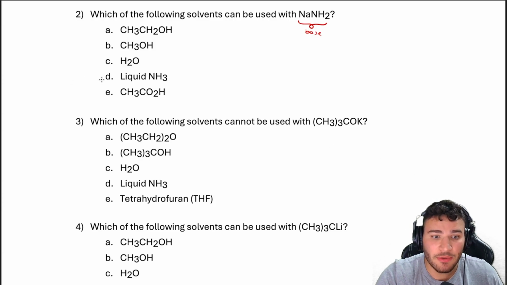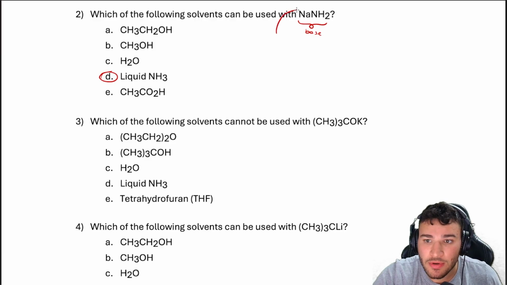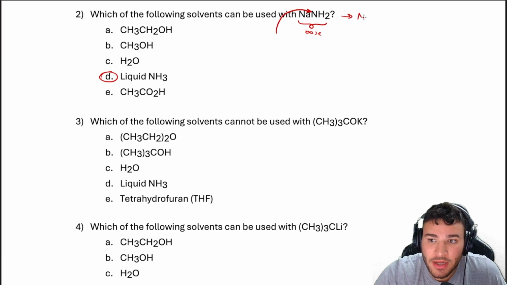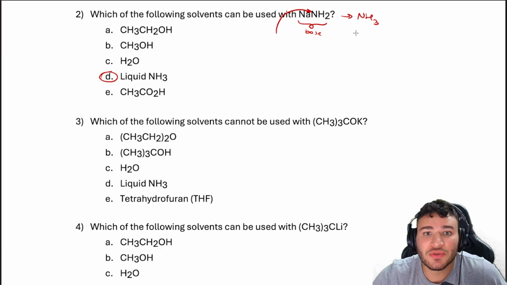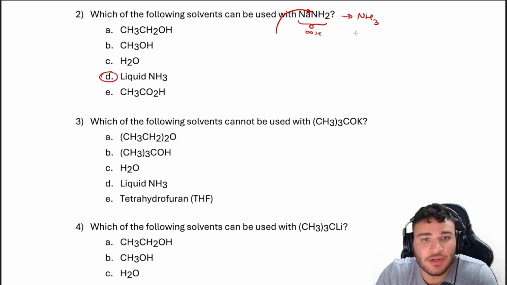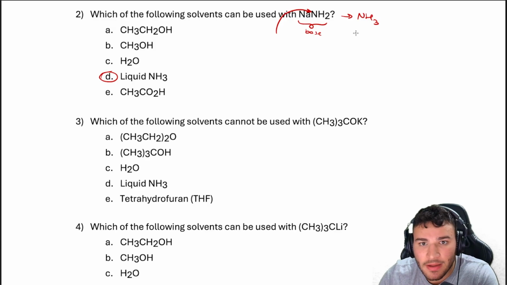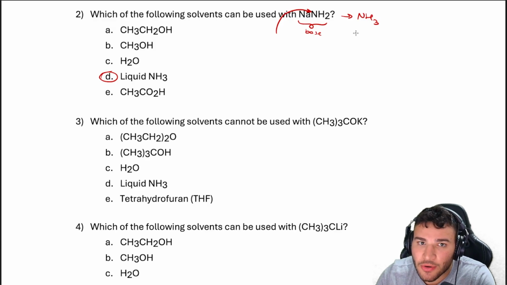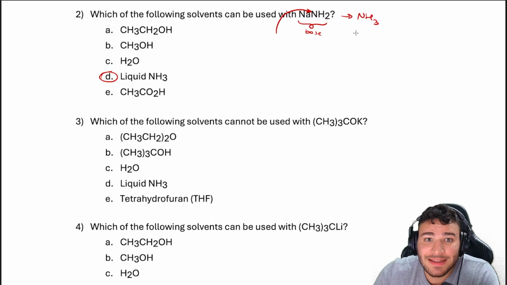And if we just use liquid NH3, think about it. If we were to protonate NaNH2, this would form NH3, right? And so if we use NH3 as a solvent, this would least likely change the reaction. It wouldn't change the reaction at all because we're still forming NH3, right? There's no extra compounds being formed. There's nothing extra being protonated or deprotonated. And so because of that, that's the best solvent we can use.